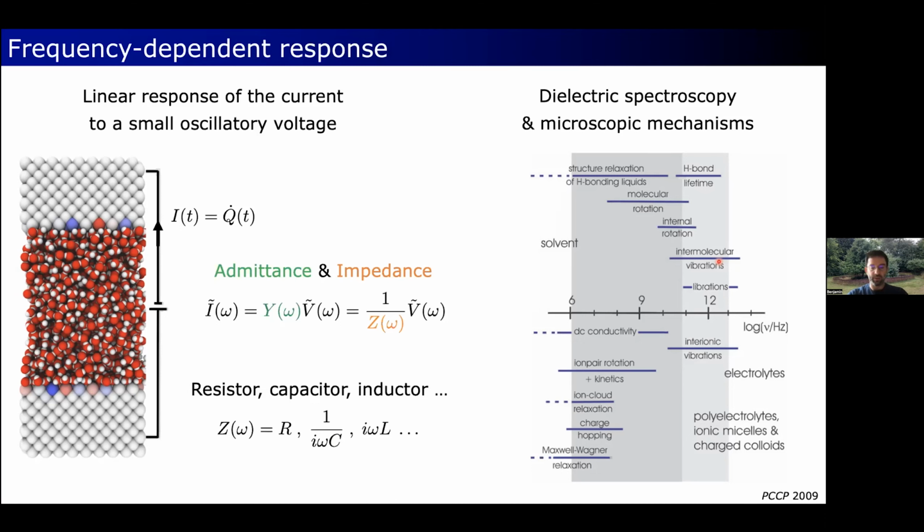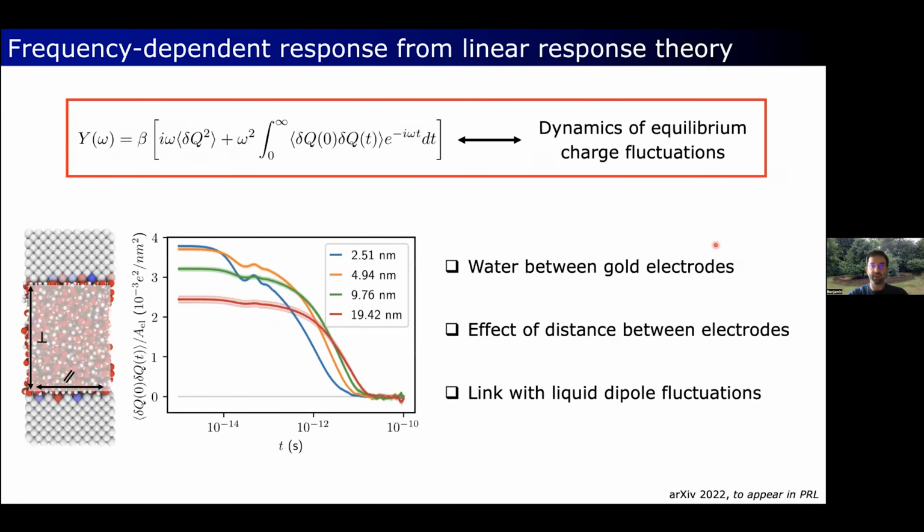And so the extension of the fluctuation dissipation relation that you've seen before for the differential capacitance looks as follows. So the admittance is the sum of two terms which are related to the variance of the charge distribution as before. And in fact, this is just i omega times the differential capacitance, if you have the beta factor here. And another term which is related to the Laplace transform of the charge autocorrelation function. So the admittance is directly related to the dynamics of the equilibrium charge fluctuations.